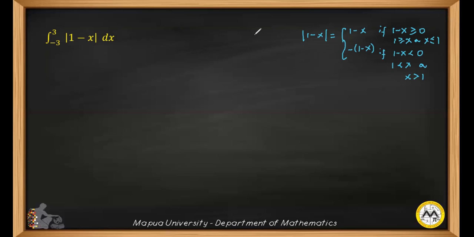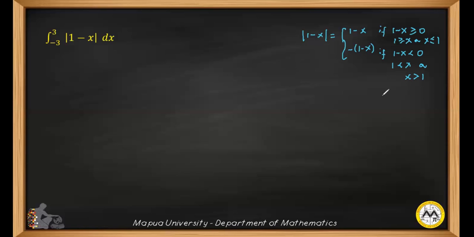Okay, so if we go back to our problem, evaluating the integral of the absolute value of 1 minus x from negative 3 to positive 3, we can again use the property of definite integrals, that the integral of f of x dx from a to b is equal to the integral of f of x dx from a to c plus the integral from c to b.